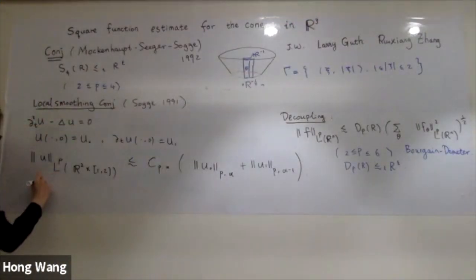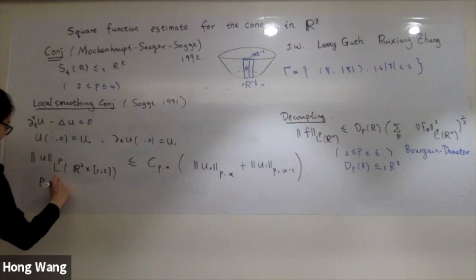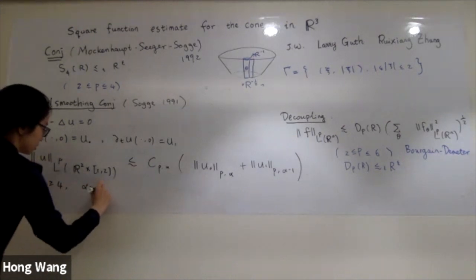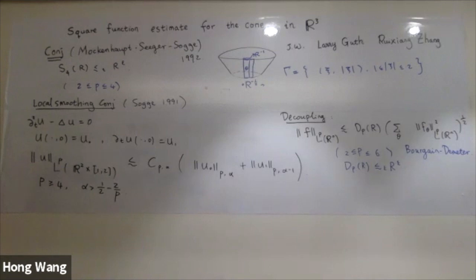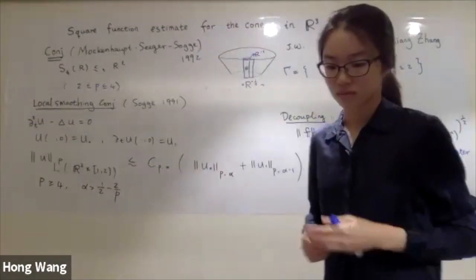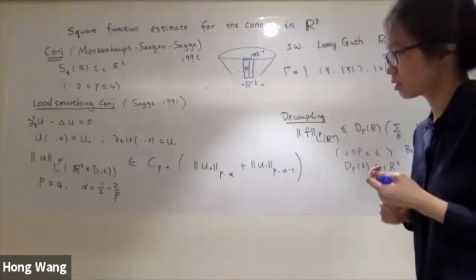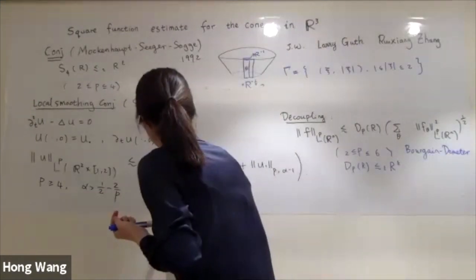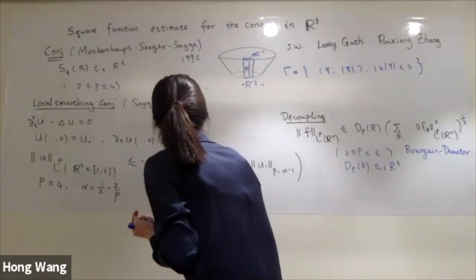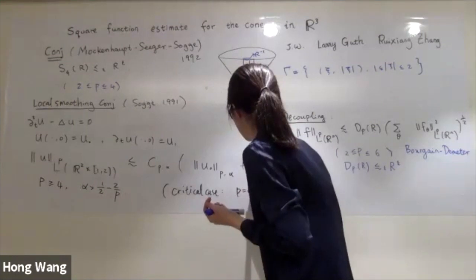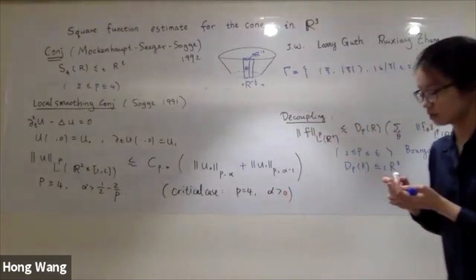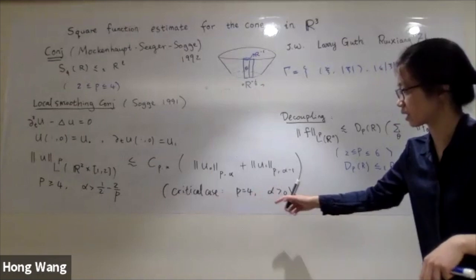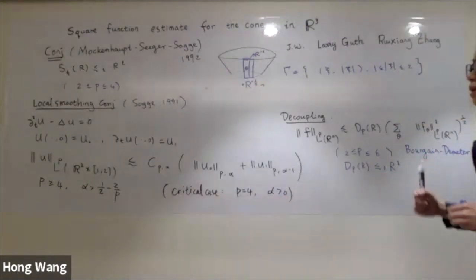So this is for any p greater or equal to 4 and alpha greater than 1/2 minus 2 over p. So the critical case is p equal to 4 and alpha greater than 0. Once we prove the critical case, we can also prove the other cases by interpolation.